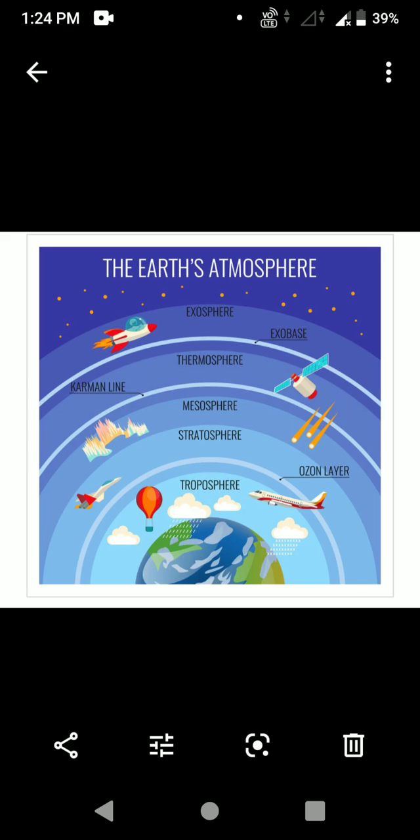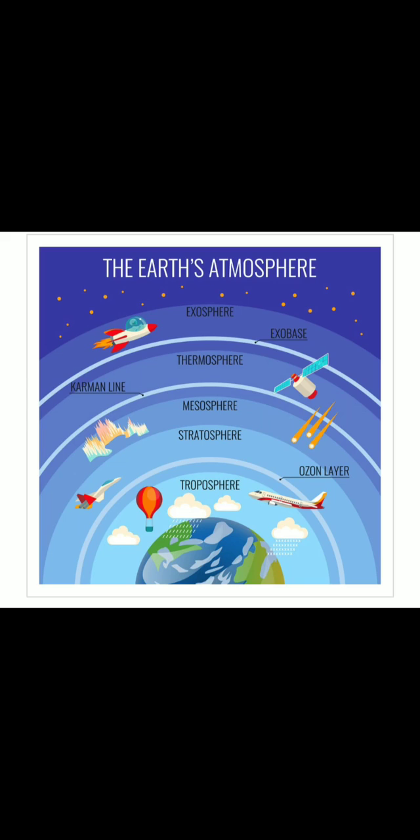Next, the last layer is the exosphere. Exo means outside, isn't it? It is the uppermost layer of the atmosphere and is called the exosphere. This layer is extremely rarefied, and its gases gradually merge with the outer space. So, what happens in this exosphere is that it slowly merges with the outer space.